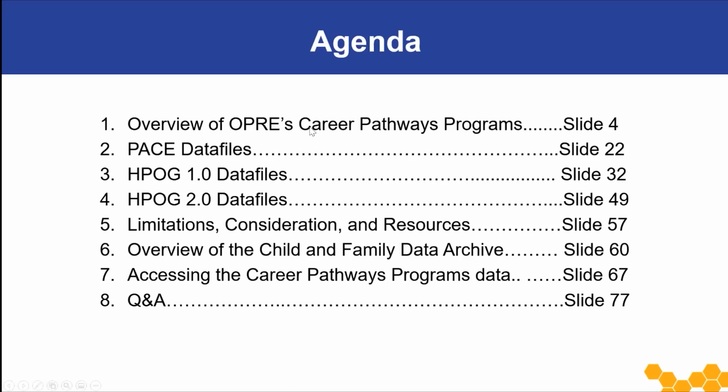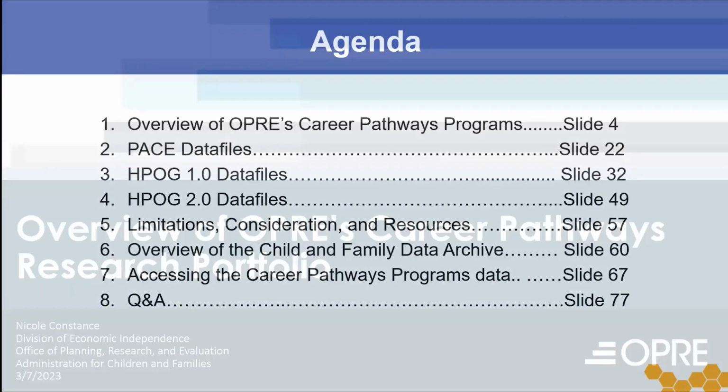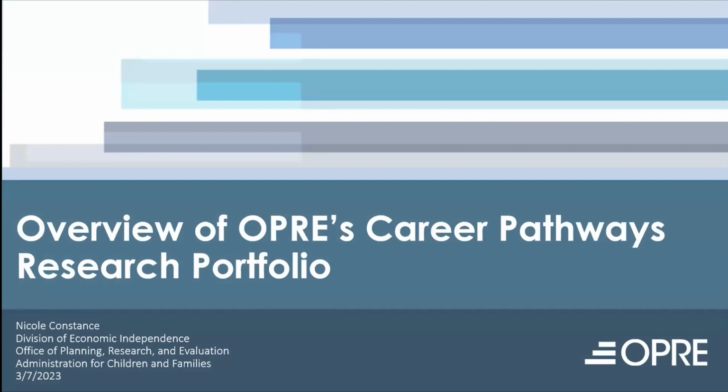Thank you. So as Brinda said, my name is Nicole Constance. I am with the Office of Planning, Research, and Evaluation, and I was the federal project officer who oversaw the 3 projects that you're going to learn more about today, for which you can access the data and analyze it yourself. So I'm going to start by giving you a high-level overview of these projects, and then I'm going to turn things over to Doug, who will actually talk about the data files.